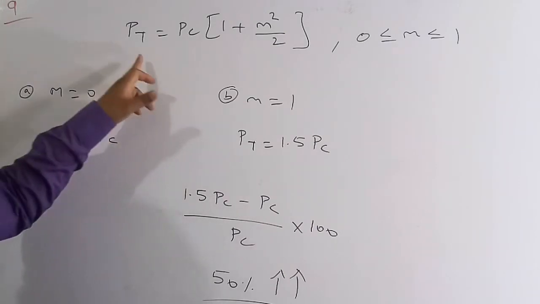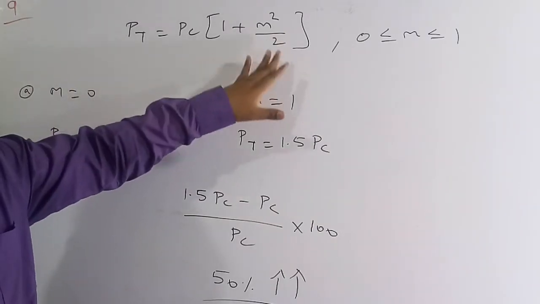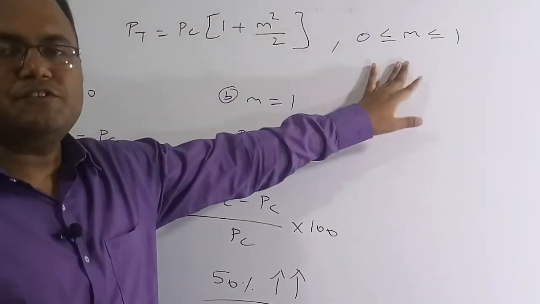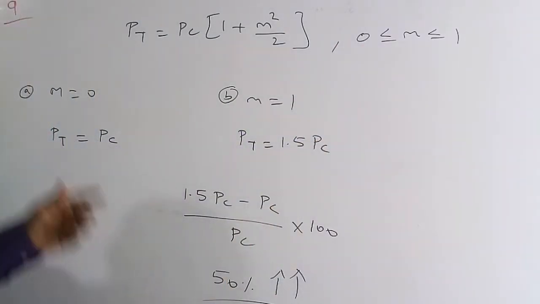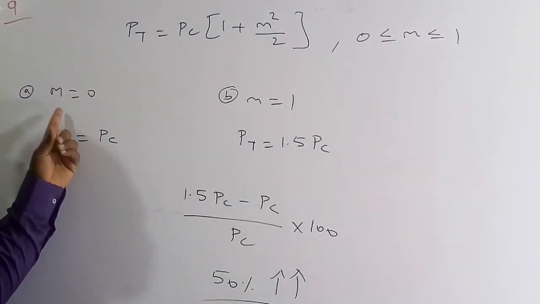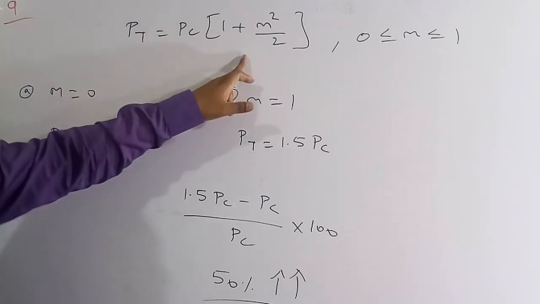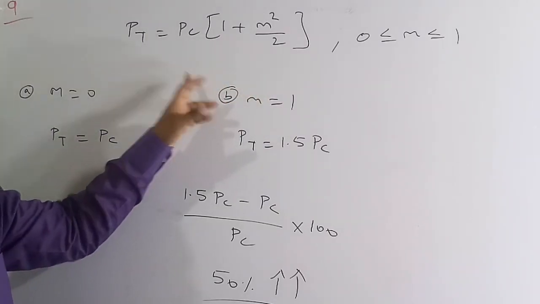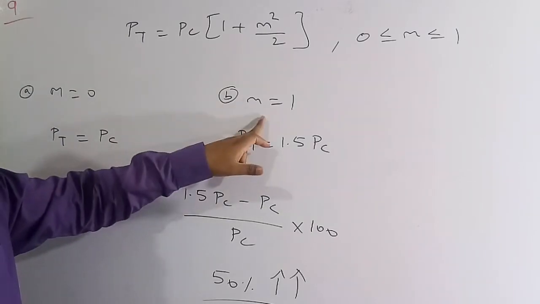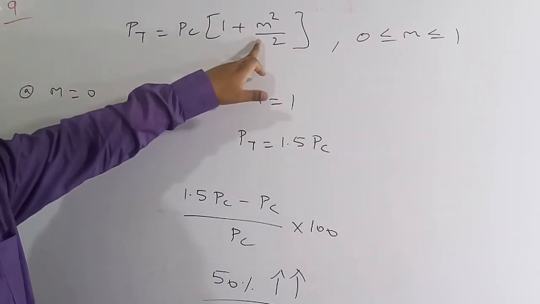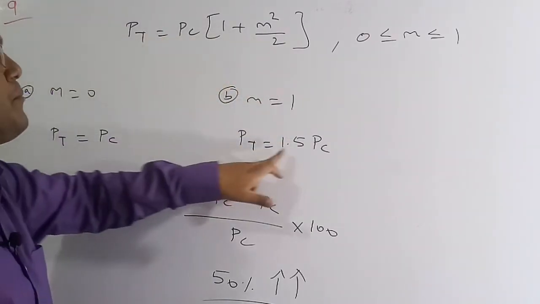So the basic equation is PT is equal to PC into (1 plus m square by 2). So always m lies between 0 to 1. In the question they have given m is equal to 0. So when m is equal to 0, substitute in place of m, we are going to get PT is equal to PC. And now substitute m is equal to 1. If you substitute m is equal to 1, we are going to get PT is equal to 1.5 PC.